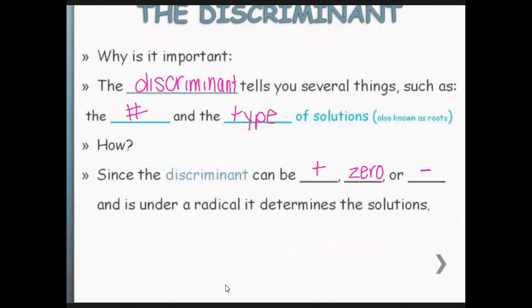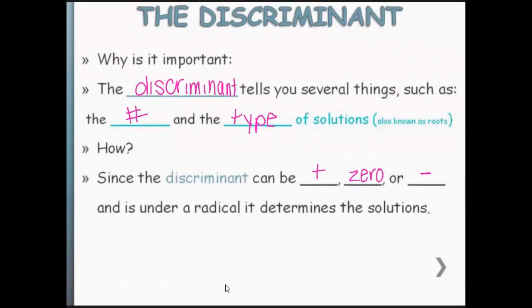The discriminant tells us a couple things. It tells us the number as well as the type of solutions. Another word for solutions is the roots. Solutions and roots are always x equals. The discriminant can be positive, negative, or 0.